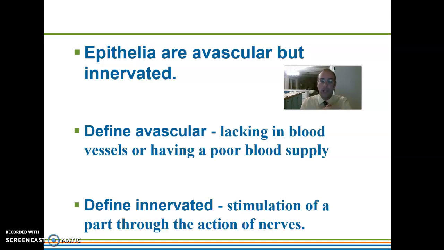You've fallen to the ground, you've scraped it off, and it hasn't bled. You just see it go away. It's because it doesn't have blood vessels. The second layer has the blood vessels or is vascularized. Okay? They are, however, innervated, meaning stimulation of a part through the action of nerves, meaning you've got nerve cells in there, which is why you can feel pain, which is why you can feel temperature changes.